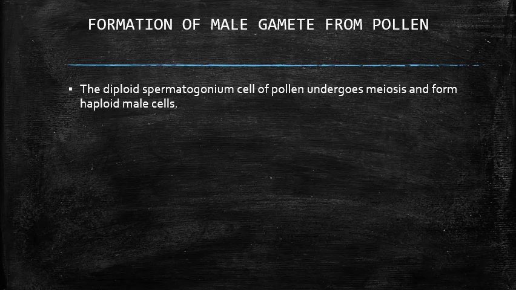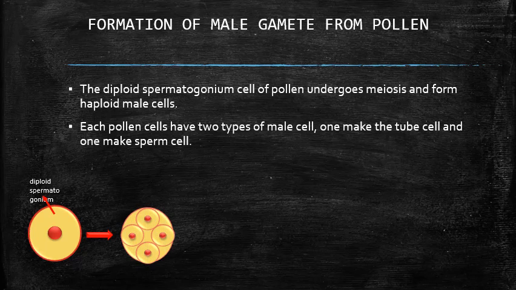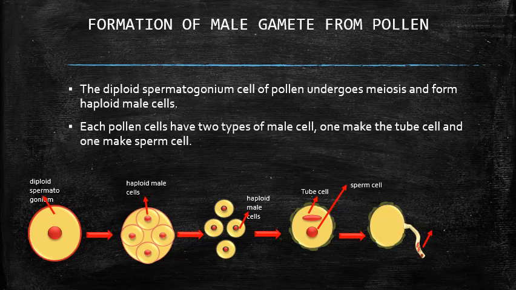Formation of male gamete from pollen. The diploid spermatogonium cell of pollen undergoes meiosis and forms haploid male cells. Each pollen cell has two types of male cell. One makes the tube cell and another one makes the sperm cell. The tube cell mainly makes a tube through the style of the female reproductive system, and the sperm comes through this tube and enters the embryo sac to fertilize the embryo.